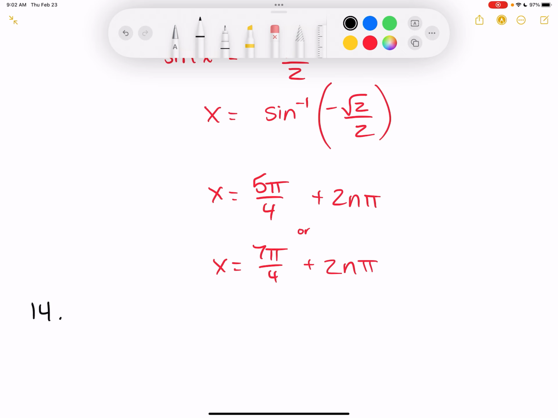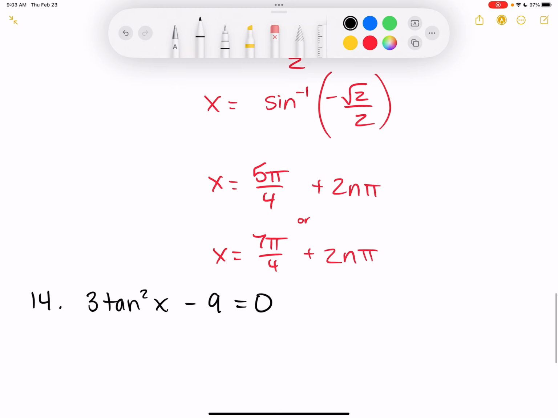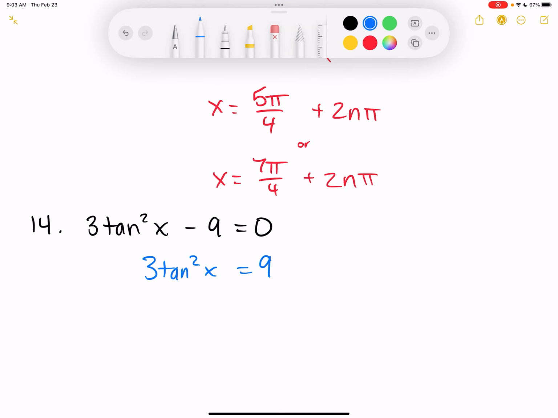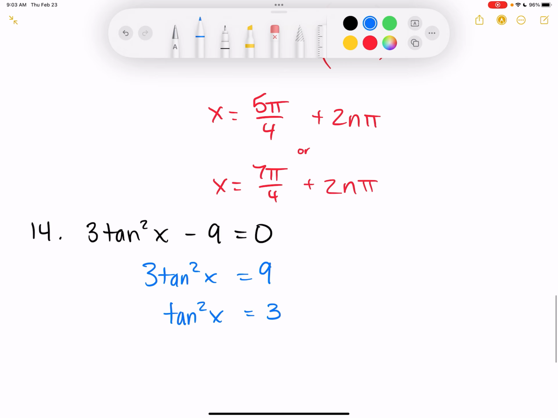All right, 14. 3 tangent squared of x minus 9 is equal to 0. So what should I do first? Move the 9 over, so 3 tangent squared of x is equal to 9. Then what? Divide by 3. Tangent squared x is equal to 9 divided by 3 is 3. Then what? Square root. So this is another reason why I show you that this square's on the outside, so that you know you're taking the square root of the whole thing. So tangent of x is equal to the square root of 3.